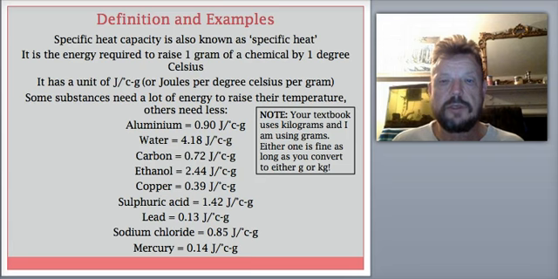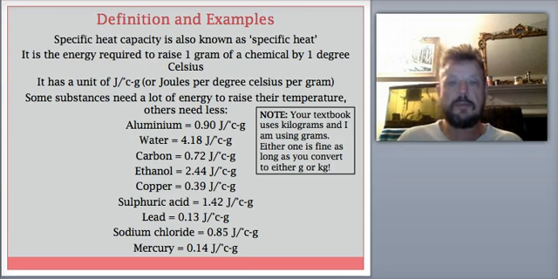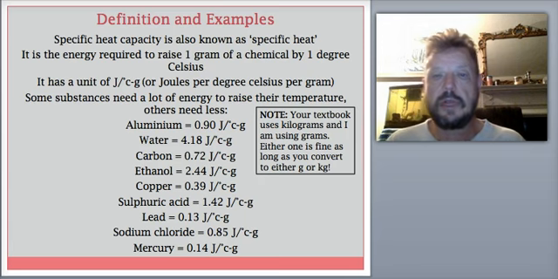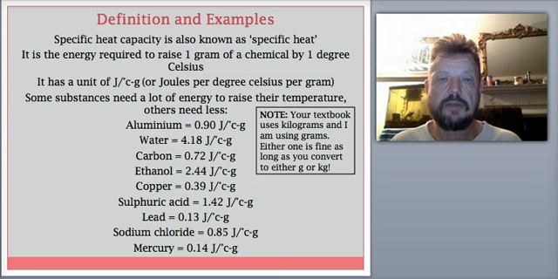We're going to use Celsius and grams. Your textbook uses kilograms, and I am still using grams. Either one is fine as long as you convert to either grams or kilograms. The specific heat capacity is also known as specific heat. It is the energy required to raise 1 gram of a chemical by 1 degree Celsius. It has a unit of joules per degree Celsius gram.